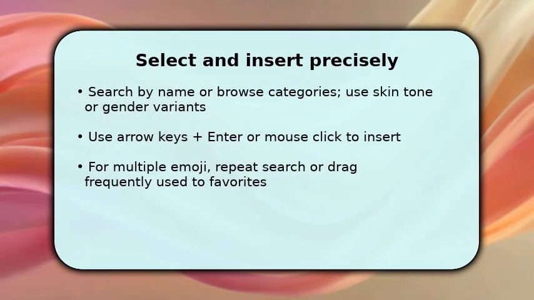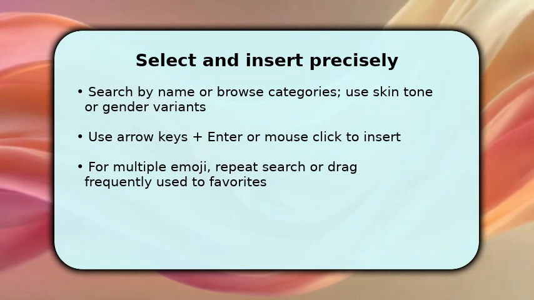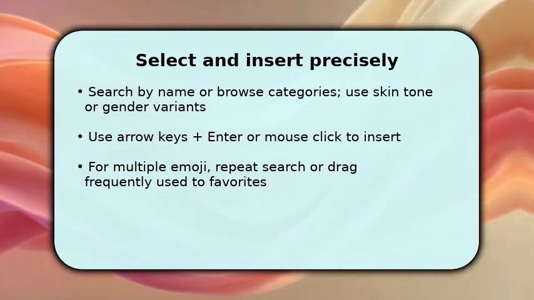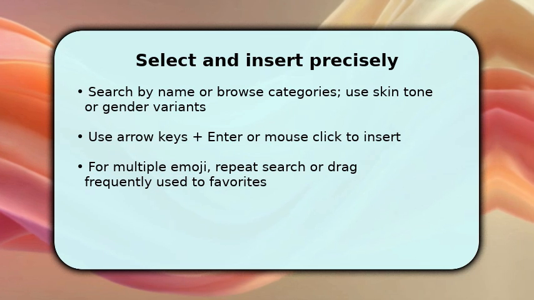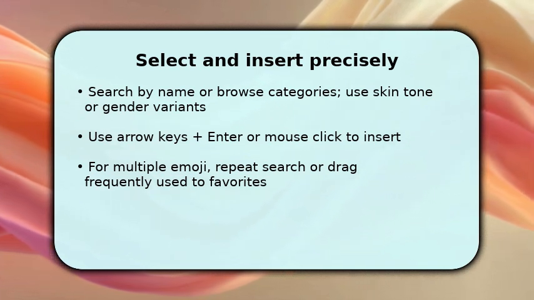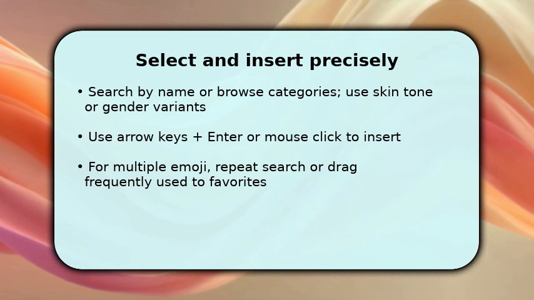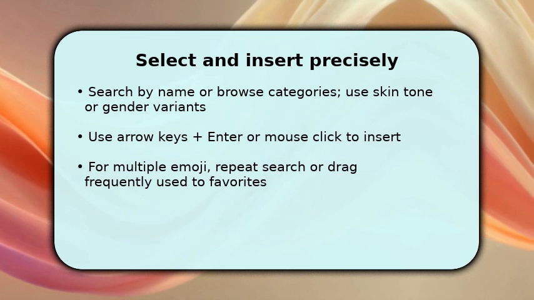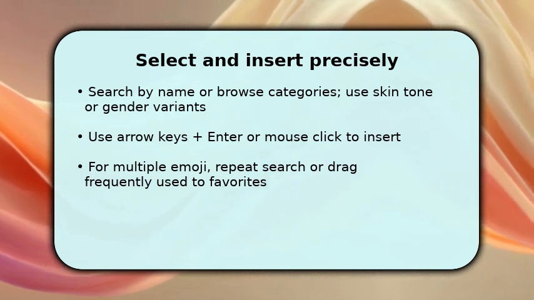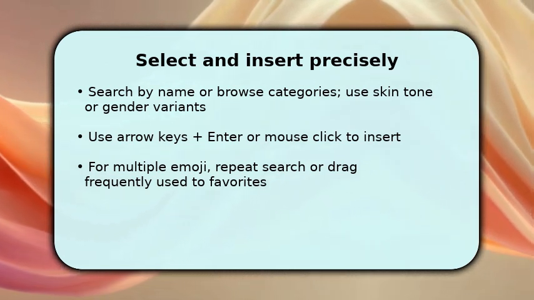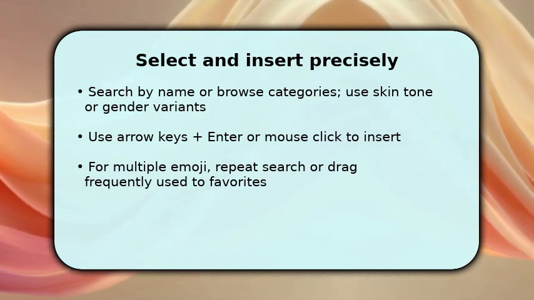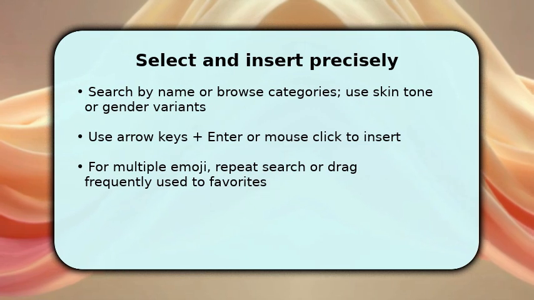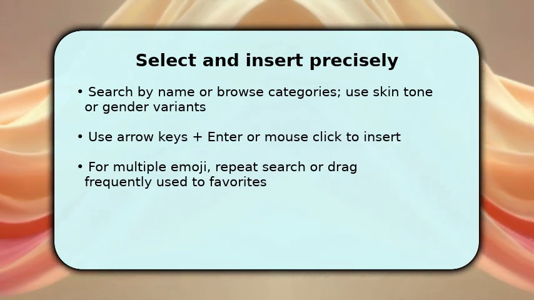Next, refine selection and insert with precision. You can search by keyword, for example, type smile, or browse categories. This is faster than scrolling long lists. Use arrow keys and Enter to keep hands on the keyboard, or click if you prefer. Choose modifiers like skin tone or gender before inserting so the final emoji appears as intended. Once done, repeat for additional emoji. Adding repeats to favorites speeds future workflows and keeps your typing flow intact.